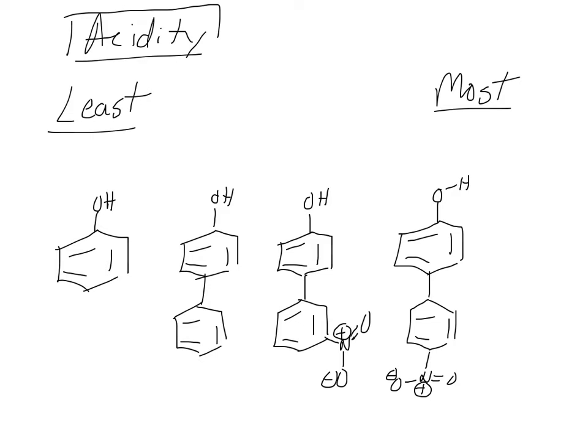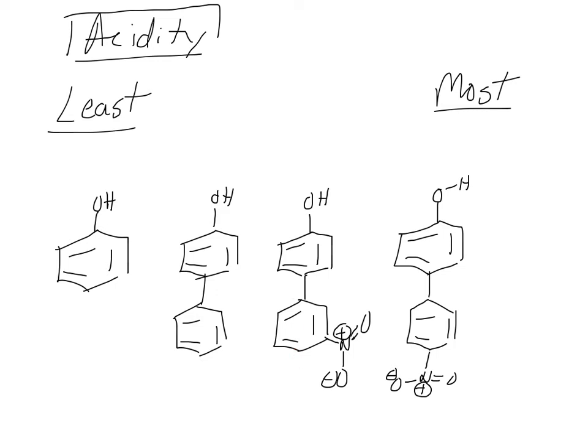So one thing I would look at right away: what do you guys know about nitro groups? That's one way to easily start us off and at least find the least acidic. Are they electron withdrawing or electron donating? Withdrawing, right? We can all agree on that. There's a plus charge on the nitrogen, so it's pulling away electron density.